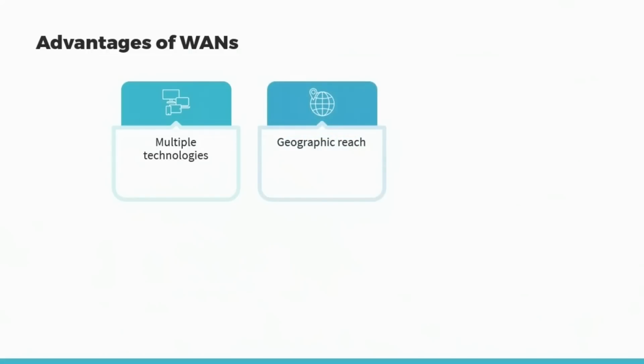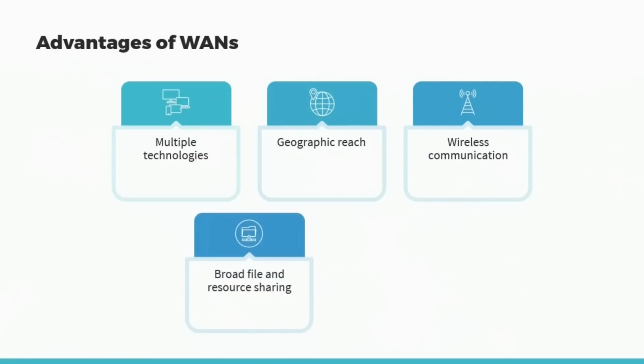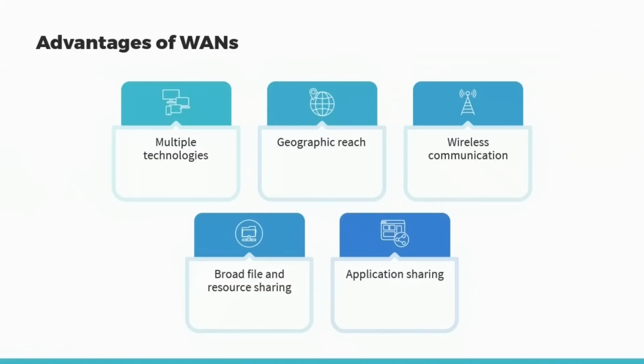The geographic reach is effectively global, including areas that otherwise could not be serviced, because WANs support the use of wireless communications such as satellites. So even areas with no wired infrastructure whatsoever can still be connected. And just like sharing in the LAN, files, resources, and applications can still be shared, but over a much larger area.